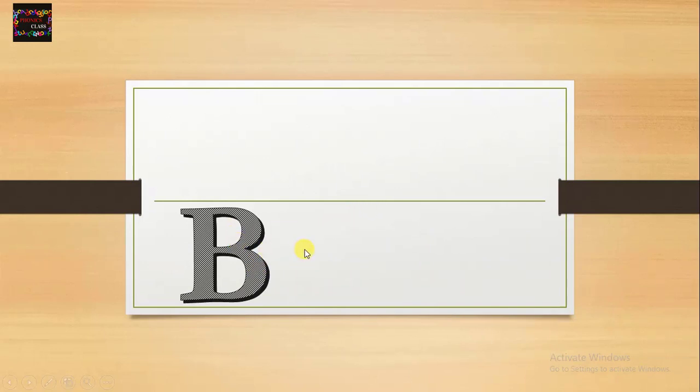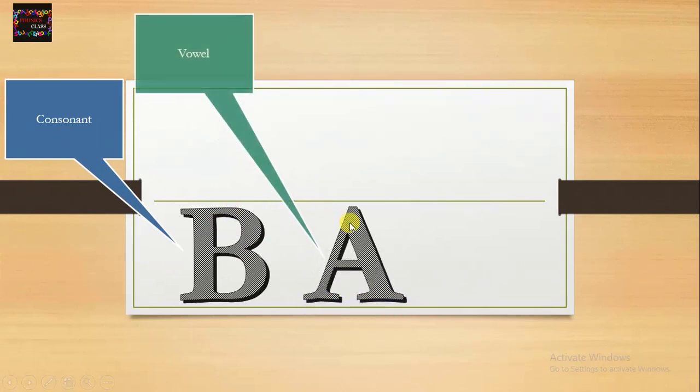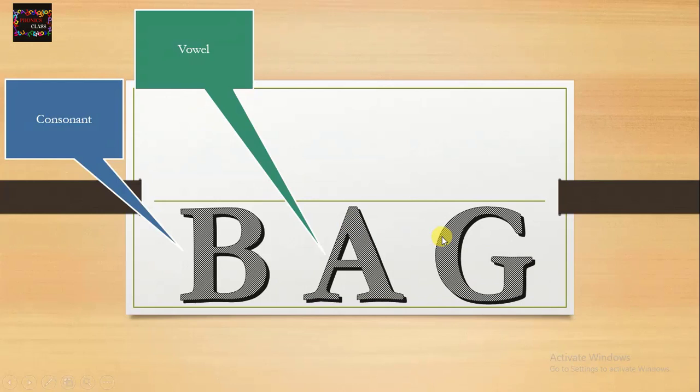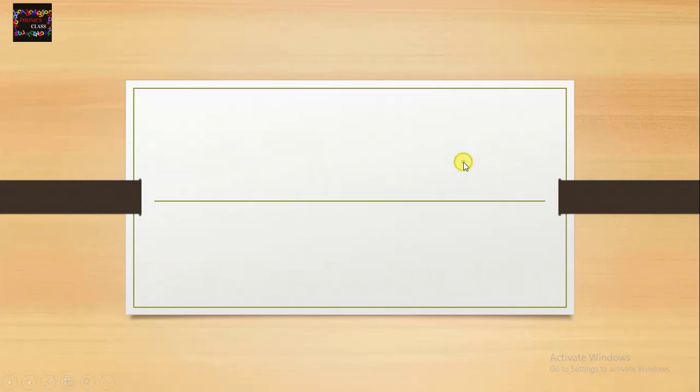The next word starts with letter B again. B is a consonant, A is a vowel, and G is a consonant. B makes the sound B, A makes the sound A, and G makes the sound G. B, A, G, bag. Okay, all right, let's move to the next word.